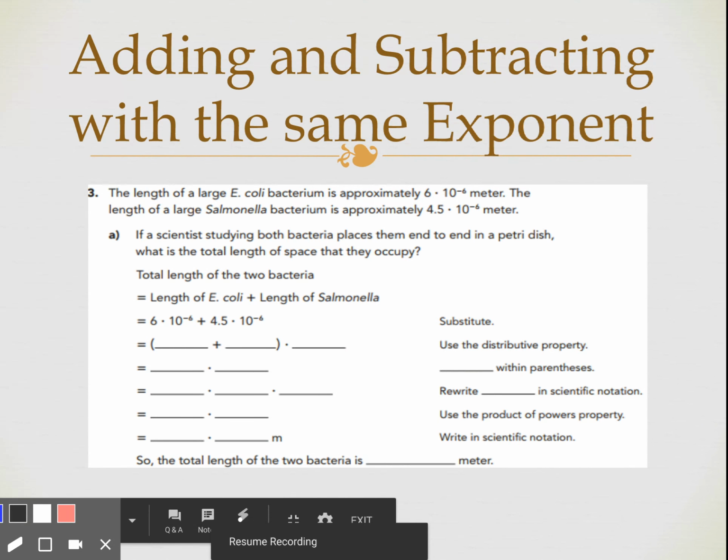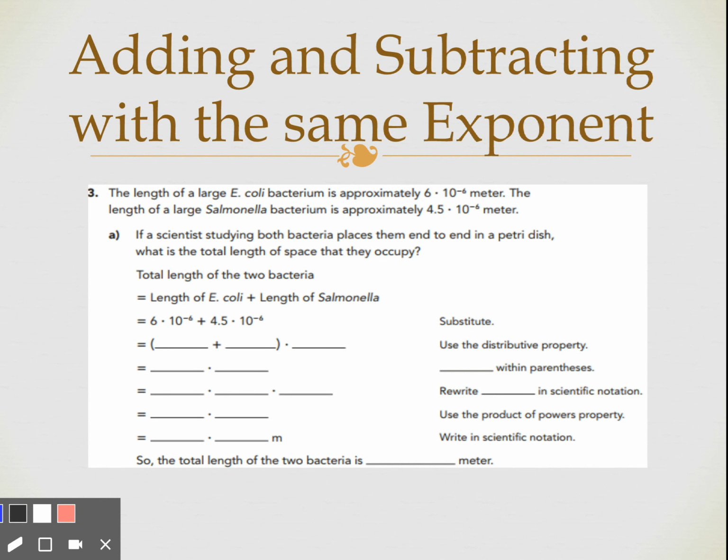So let's try the example here with a really small number. The length of a large E. coli bacterium is approximately 6 times 10 to the negative 6 meter. The length of a large Salmonella bacteria is approximately 4.5 times 10 to the negative 6 meter. So if a scientist studying both bacteria places them end to end in a petri dish, what is the total length? Total length tells us we're adding, and they set us up here.